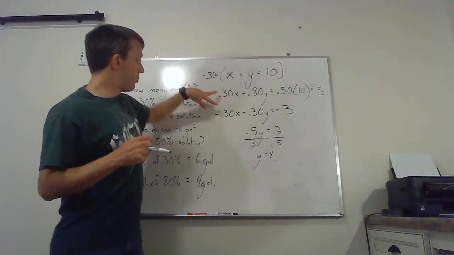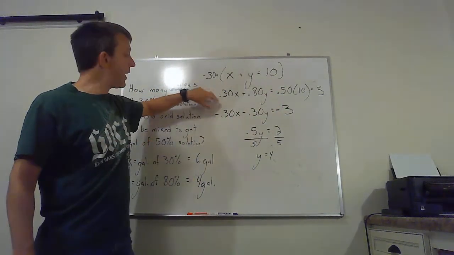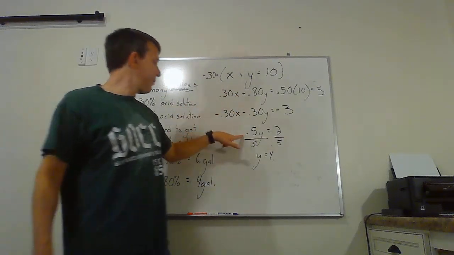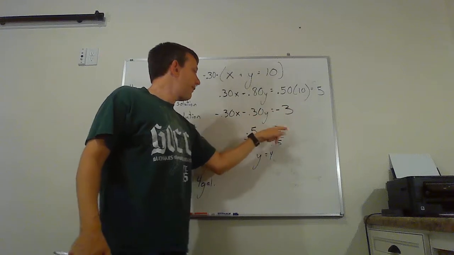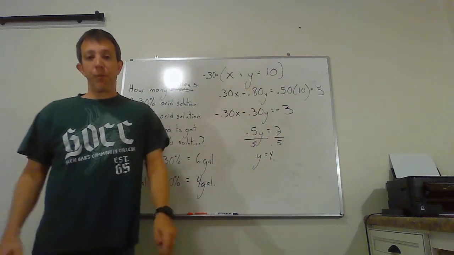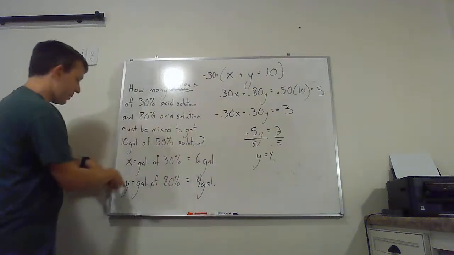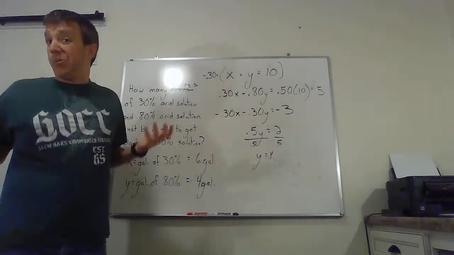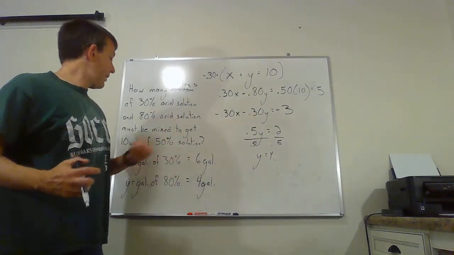Now my two equations have opposites for x, so I add, and the x's go away. 0.80 and negative 0.30 gives me 0.5y. 5 and negative 3 is 2. We divide both sides by 0.5 and we get y is 4. So I need 4 gallons of the 80% solution. Well, we needed 10 gallons total, so what's left? The 6 gallons from the x.